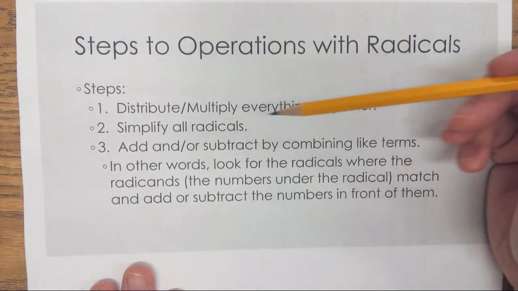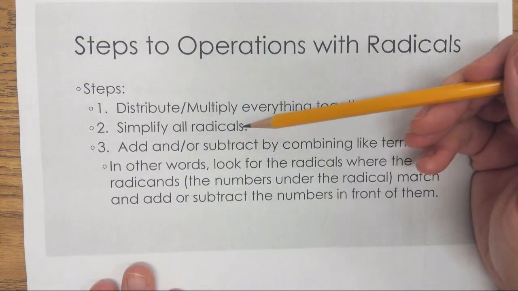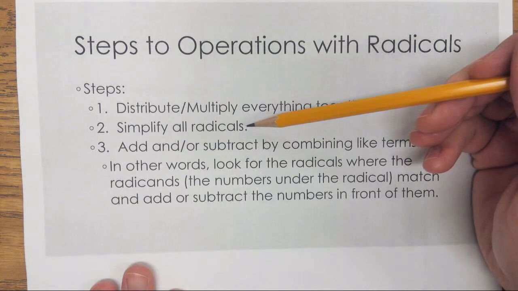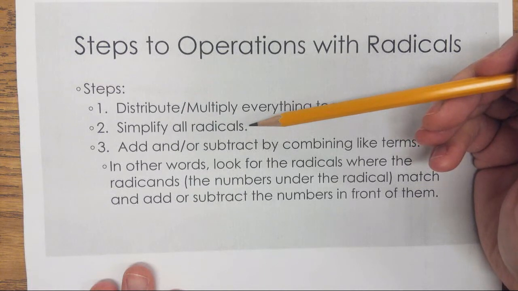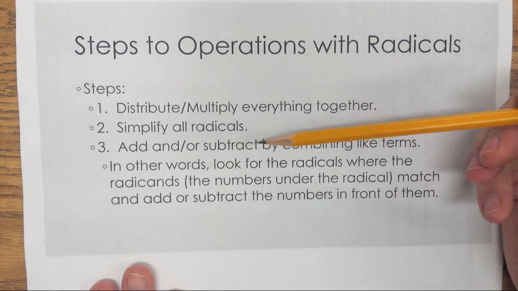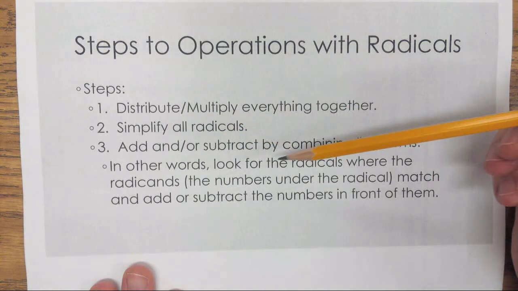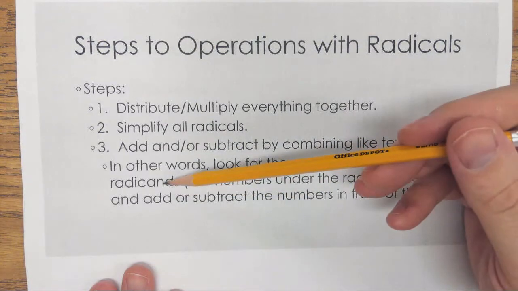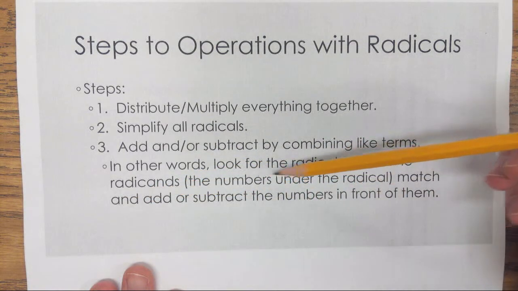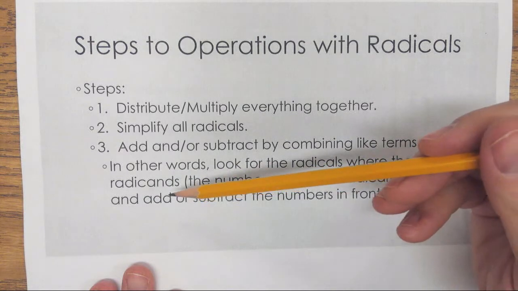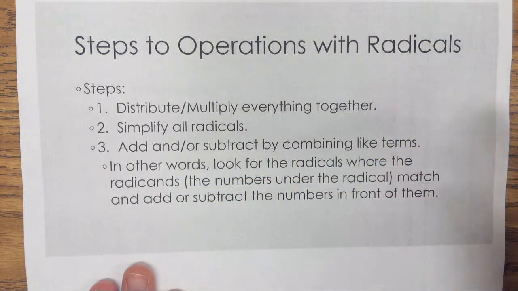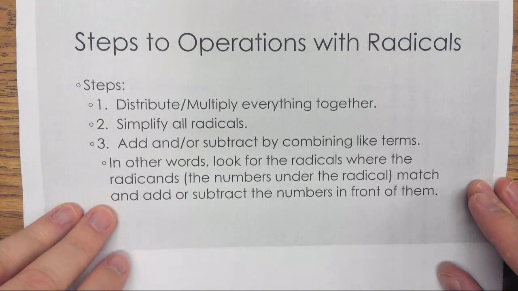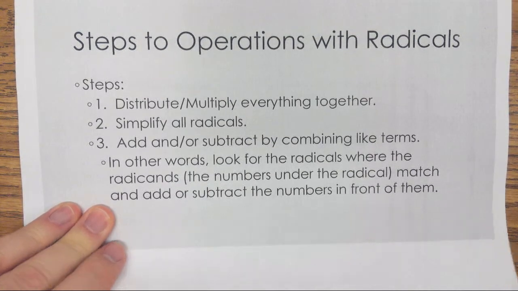After I do the distribution and multiplication, I want to simplify all the radicals in the way that we did it in the last video, to get it into the lowest form underneath the radical so I can figure out what goes together and what doesn't. After that, I'm going to add or subtract by combining like terms. In other words, look for the radicals where the radicands match, remember the radicands are the numbers underneath the radical, and then add or subtract the numbers in front of them. Alright, let's do some examples so you can see what all that means.